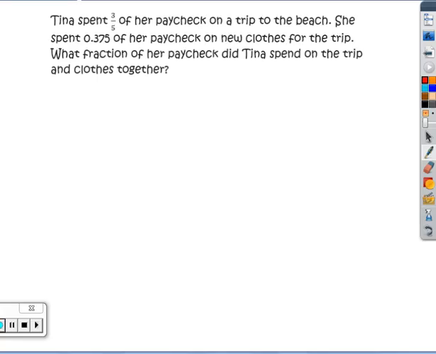Alright, so here I have Tina, who spent 3/5 of her paycheck on a trip to the beach. She spent 375 thousandths of her paycheck on new clothes for the trip. What fraction of her paycheck did Tina spend on the trip and clothes together? Alright, we're going to call on people's numbers to give me the important information that I need to underline. But before we do that, I want you to go ahead and reread this question to yourself and be thinking about what is the important information and how am I going to solve this. So I'm going to give you about 15 seconds to reread and think that through.